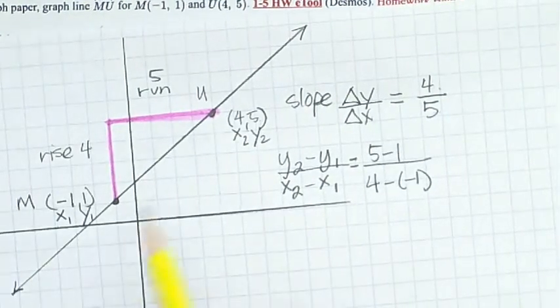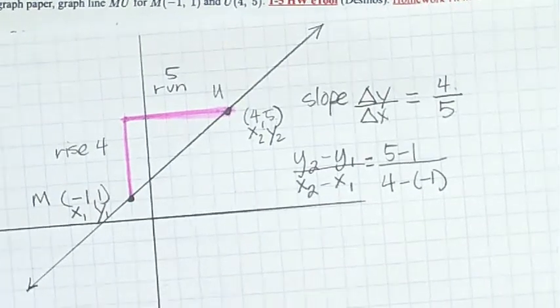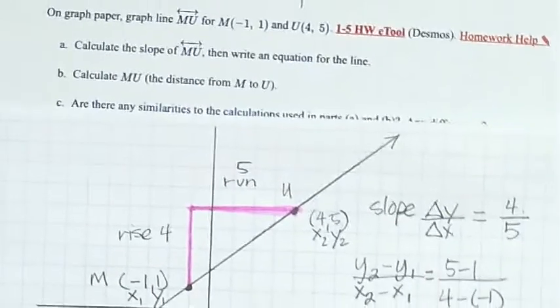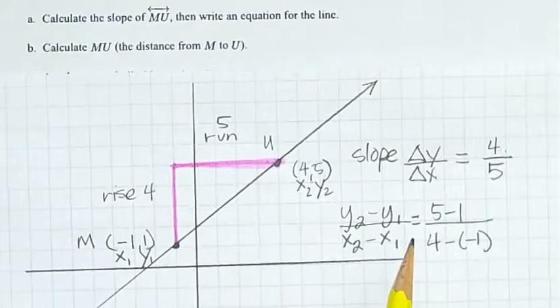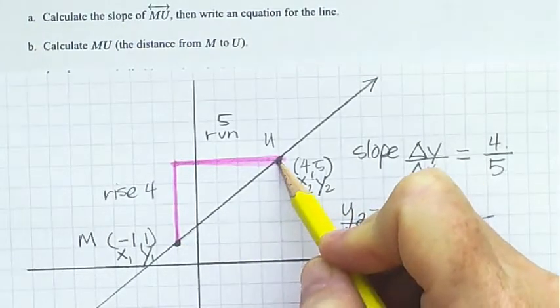So I kind of did that intentionally to avoid having a lot of negatives, but it really doesn't matter. Okay, calculate the distance from M to U. So the distance from M to U is this diagonal length.